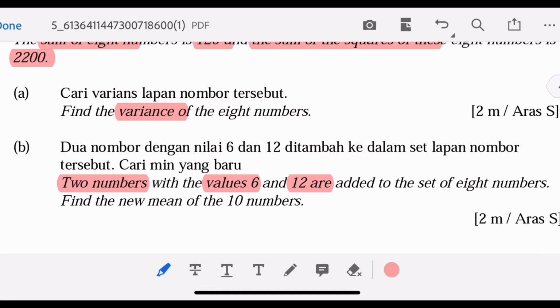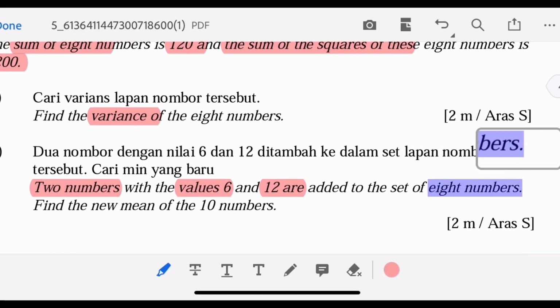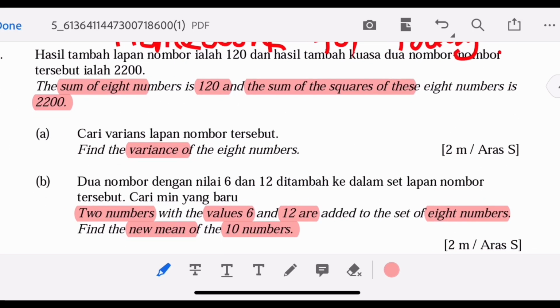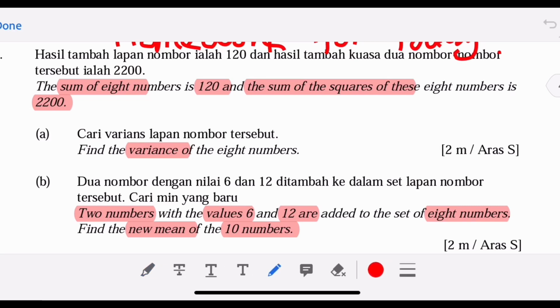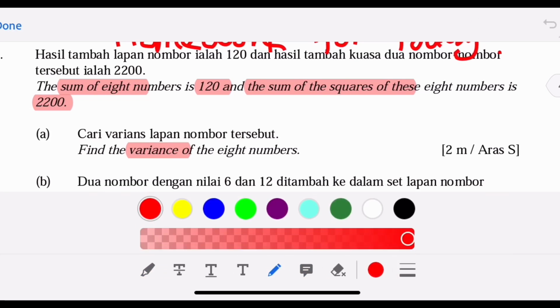And for B, 2 numbers with the values of 6 and 12 are added to the set of 8 numbers, and you're asked to find the new mean for the 10 numbers. So let's see how to solve this statistics question. So first of all, we will use a highlighter, highlight the important keywords.